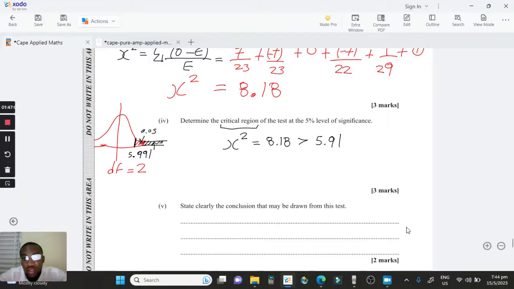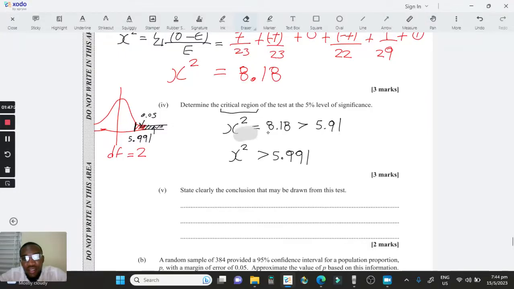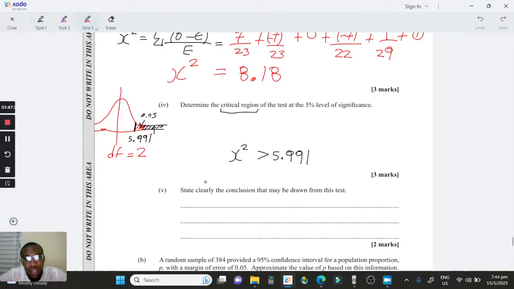Oh, don't answer the question here. That asks for the critical region. The critical region is when your chi-square is greater than 5.991. That's what we're saying. So don't put this part, just put chi-square greater than 5.991.